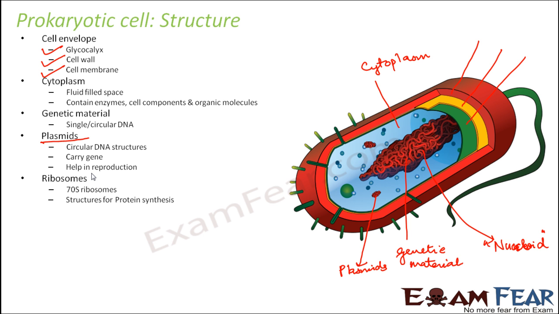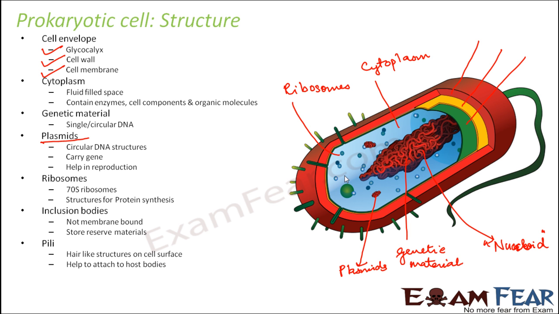Ribosomes are present, but they are 70S ribosomes. These small structures are the ribosomes, and they help in protein synthesis. The function of ribosomes remains the same, just that their size is a little smaller than in eukaryotes. Some inclusion bodies are also present, which are structures that are not membrane bound, but they store some reserve materials. For storage of food you need some structures at least, and they are these inclusion bodies, like the fat bodies.